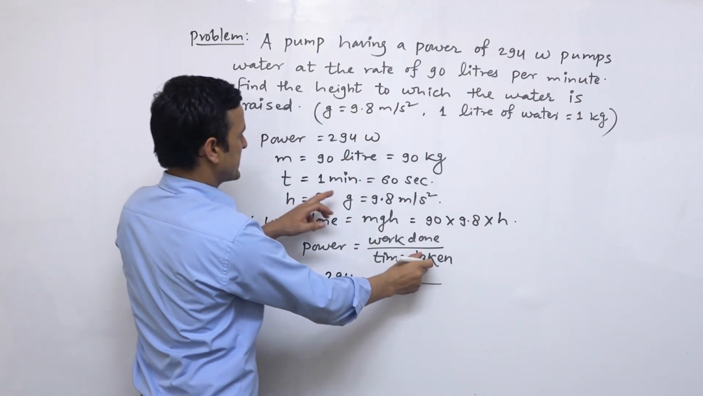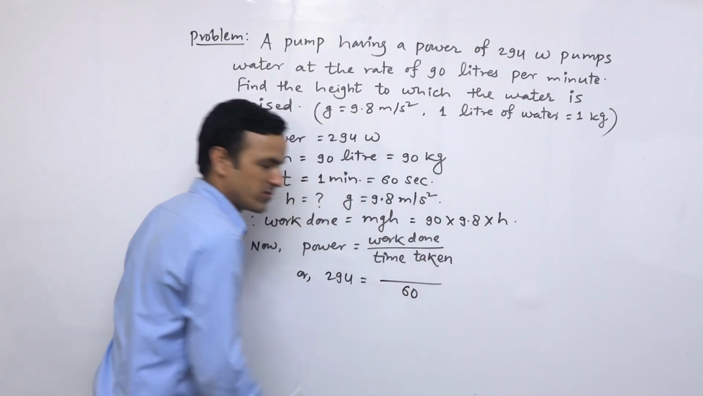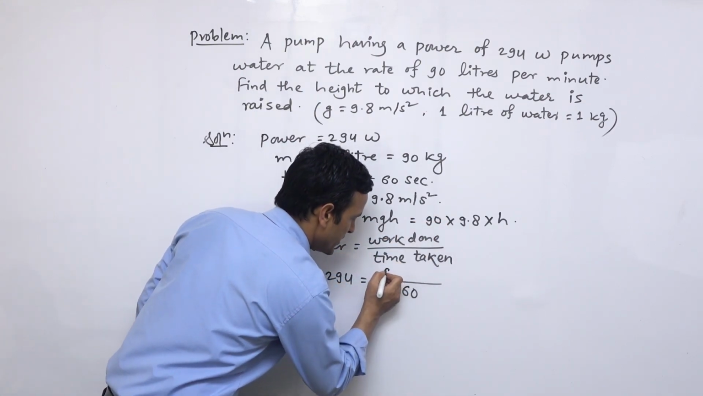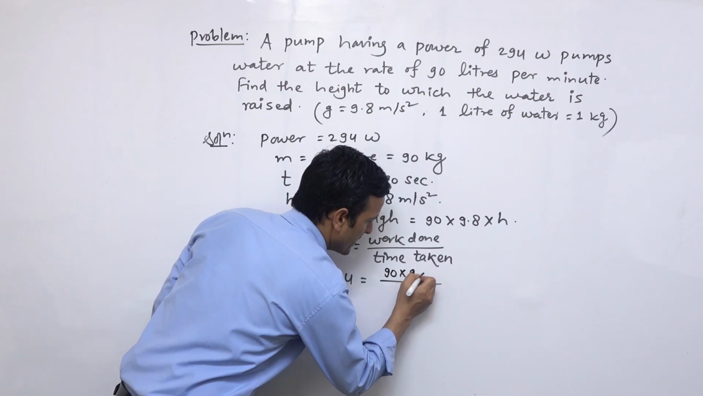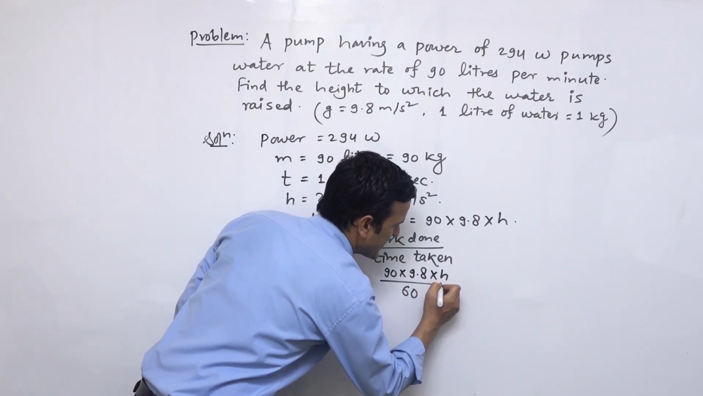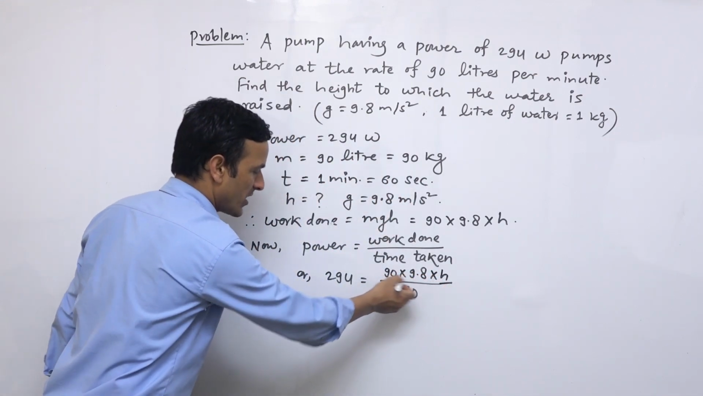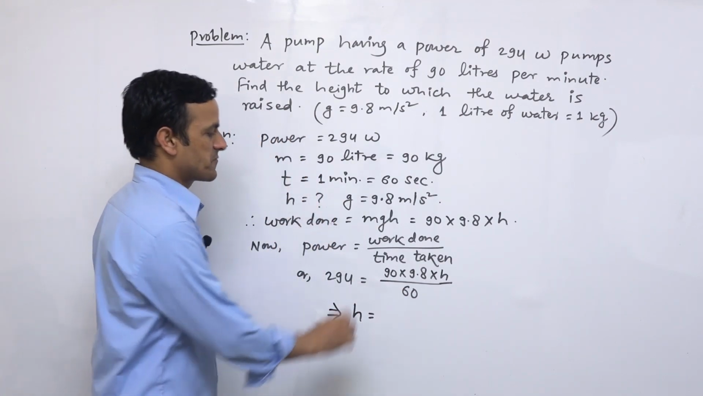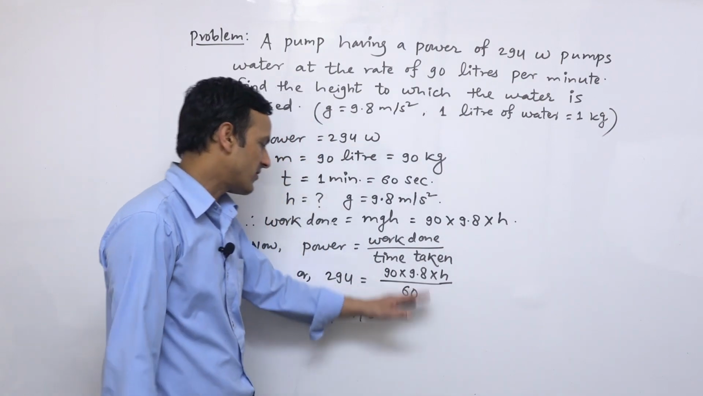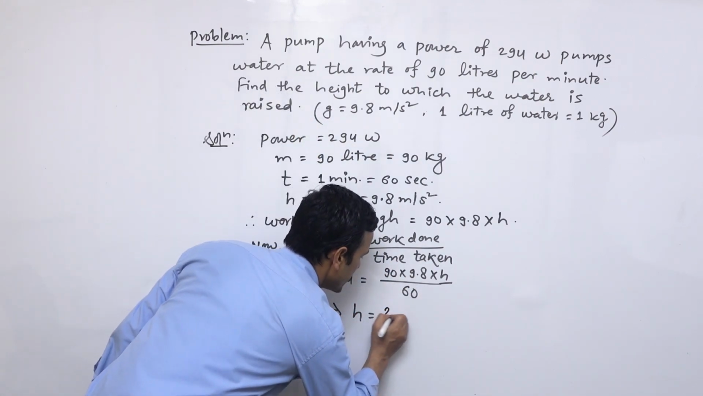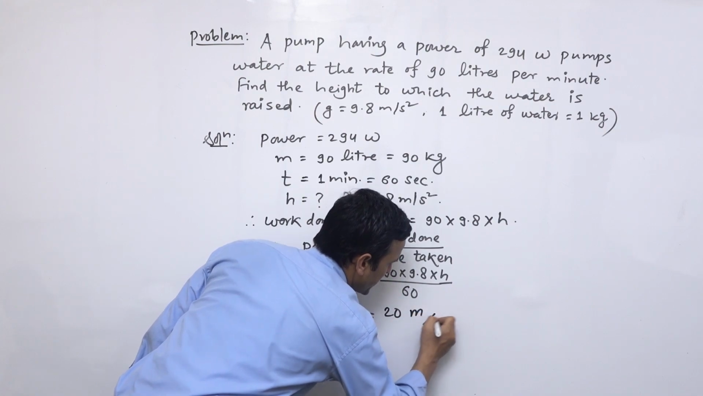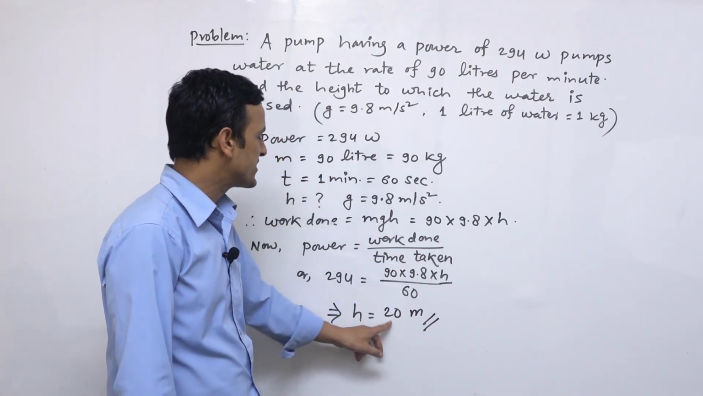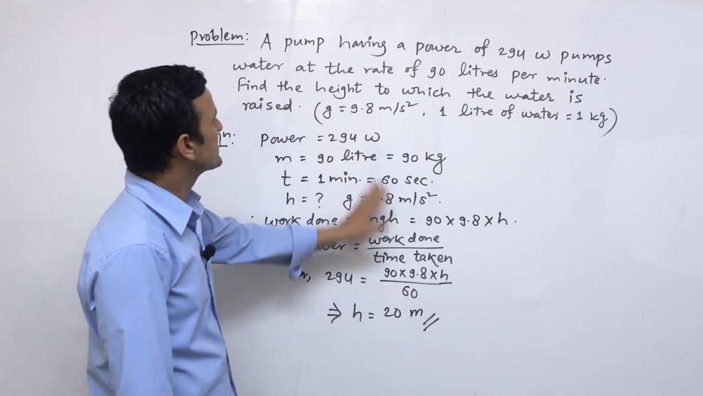Time taken is 60 seconds. So write down 60. And work done is 90 into 9.8 into h. So this is this one value. So after solving all the values, after cross multiplying and simplifying all the terms, we get 20. So height is here, its unit is meter, so height is 20 meter. So in this way we can solve the problem.